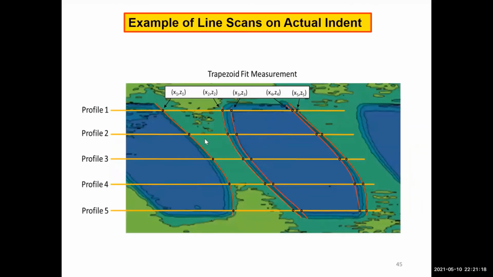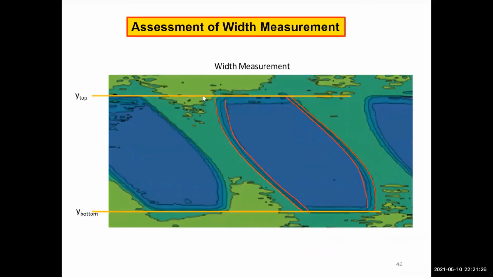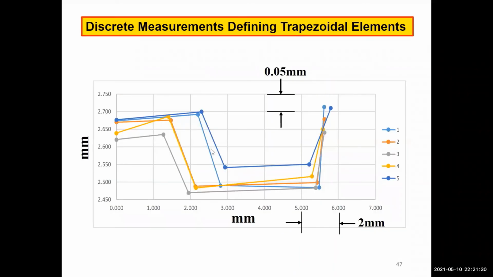Here's just a shot of multiple line scans. From each one of these line scans, we get discrete points, and from those points, from outside edge, we can get the width measurements as well. From those, we can determine these trapezoidal elements. And from the trapezoidal elements, we can get all the geometrical parameters that I described earlier, using the simple algorithm from those 9 points.